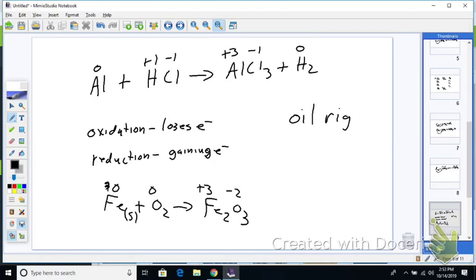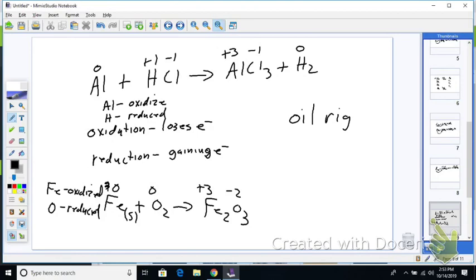Alright, so on this first one, aluminum is oxidized. And hydrogen is reduced. So every time you got a reaction, something has to be oxidized. Something's got to give up electrons, something has to bring them in. So, like on the bottom one, you'd have iron's oxidized. And oxygen is reduced.